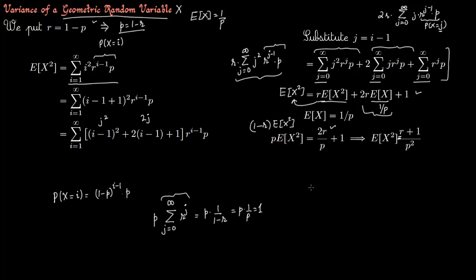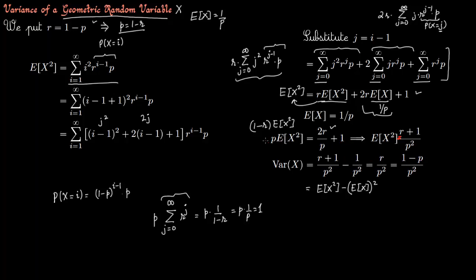So what is the variance of X? Variance of X is expectation of X squared minus expectation of X, squared. Expectation of X squared we just found out here, so we should have an equal sign here. Expectation of X squared is r plus 1 by p squared, so that's what you have plugged in, minus expectation of X squared, that is 1 by p squared. So you get r by p squared. r is nothing but 1 minus p, and you get the variance of X as 1 minus p over p squared.